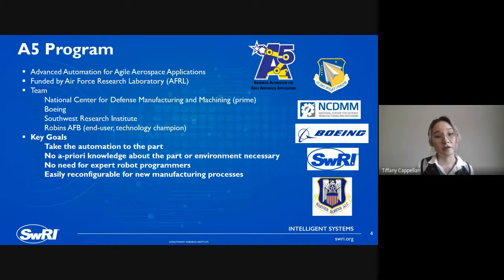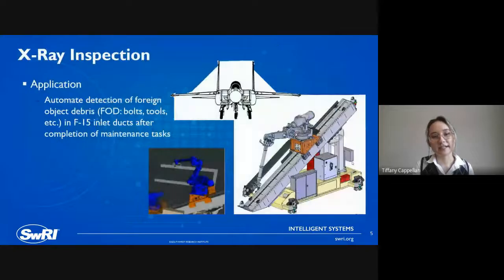You would need no prior knowledge about the part or the environment in order to use A5, and the operator would not need to be some expert programmer or any sort of expert. It should be usable by any average person without prior knowledge, and it would also be easily reconfigurable for new manufacturing processes, so it's not hyper specific to just one task. But today I am focusing on just a single task, which is X-ray inspection.